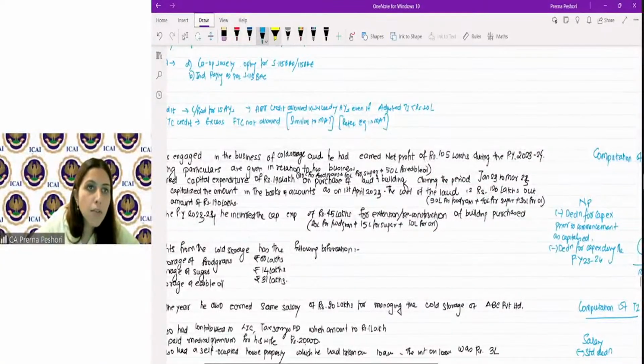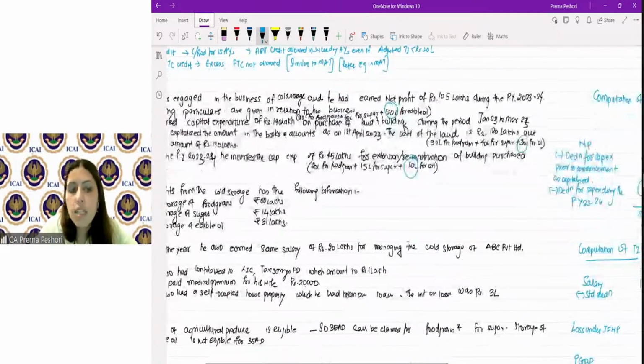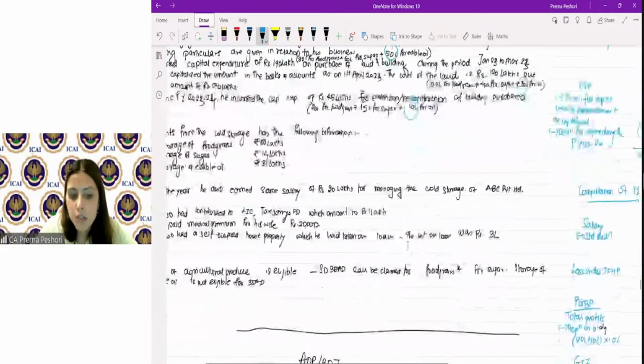So if you look at it, this is the depreciation. So this 50 lakh, which was there for the edible oil, out of that, I have subtracted 30 lakh for the land. And this is 10 lakh, which has been a capital expenditure during the year. So this makes it the 30 lakh as the building cost.